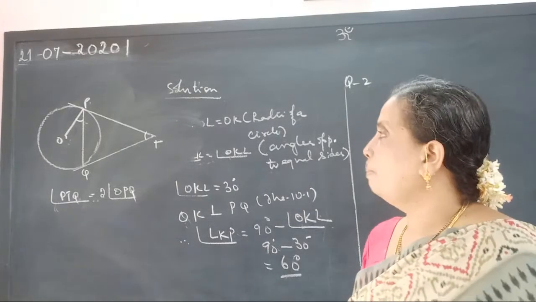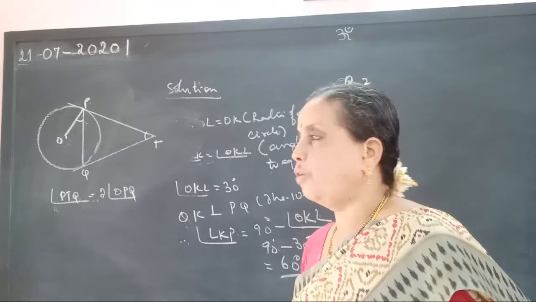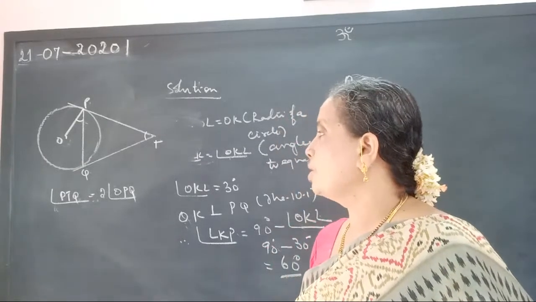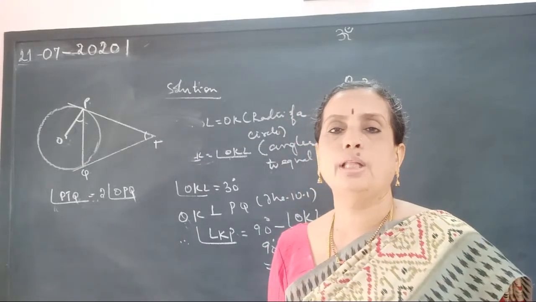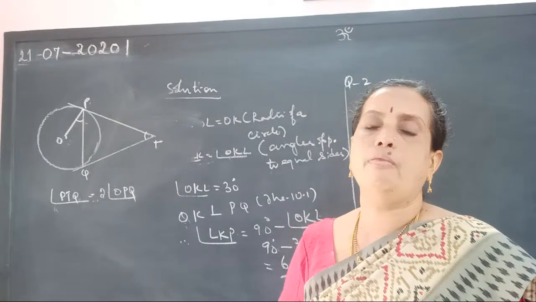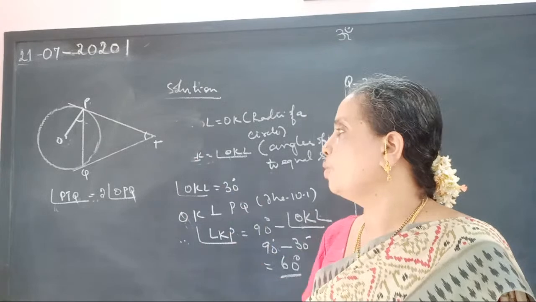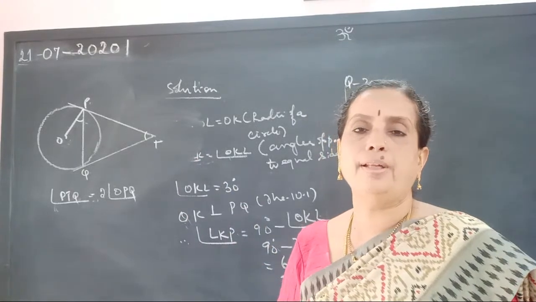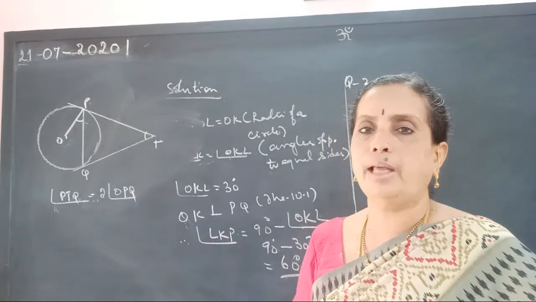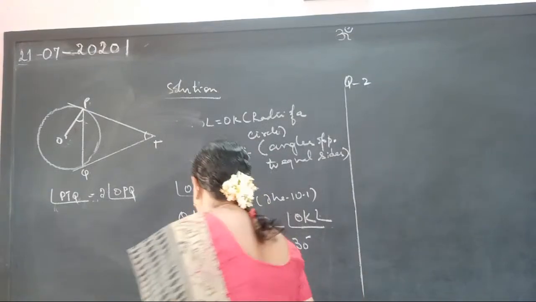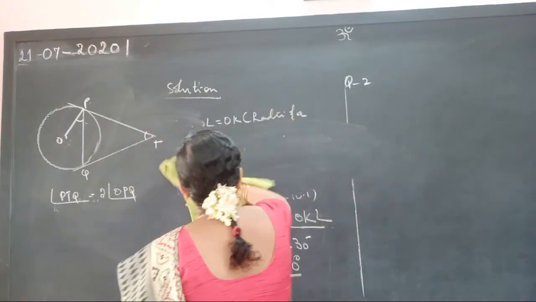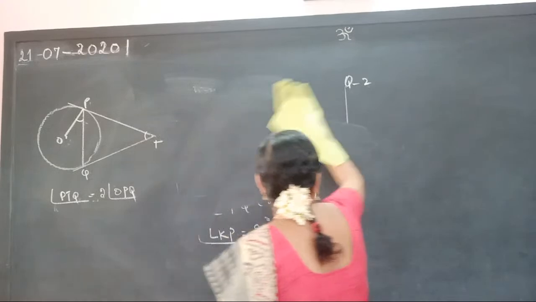If angle PTQ equals 40 degree, what is the measure of angle OPQ? Then we say that it is half of it, so it is 20 degree. When OPQ is given, we can write PTQ measure as double of the angle. So that is the result, and the relation is satisfied all the time.